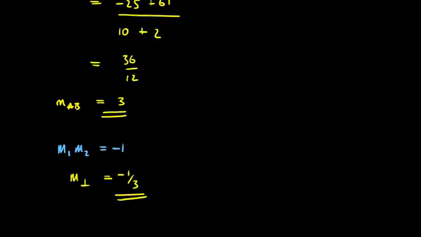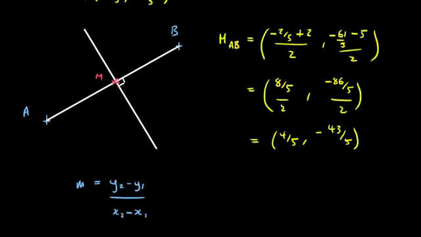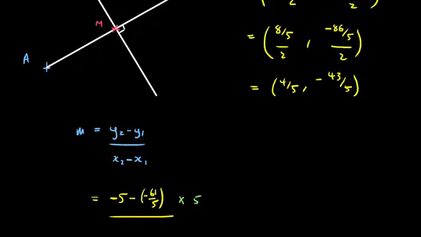So we've got the gradient of our perpendicular bisector, negative 1/3, and we've got the coordinate that it goes through, our midpoint. Then we can use our formula for a straight line. The formula for a straight line is y minus y1 is equal to m times x minus x1. Then we just have to substitute our points into there.